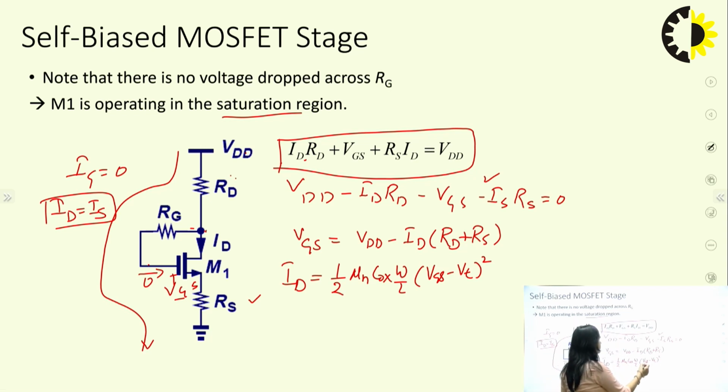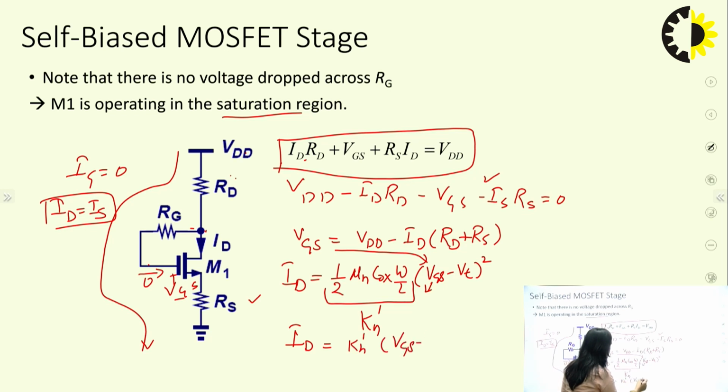So just by putting the value of VGS from this equation, we can get the value of ID, because this equation now has the term of ID only, and this is the term which we can replace by Kn dash. So this ID will become Kn dash (VGS minus VT) whole square. Here Kn dash is constant, VT is constant. Just by putting the value of VGS, we will get the equation in terms of ID, and from there we can calculate the value of ID.